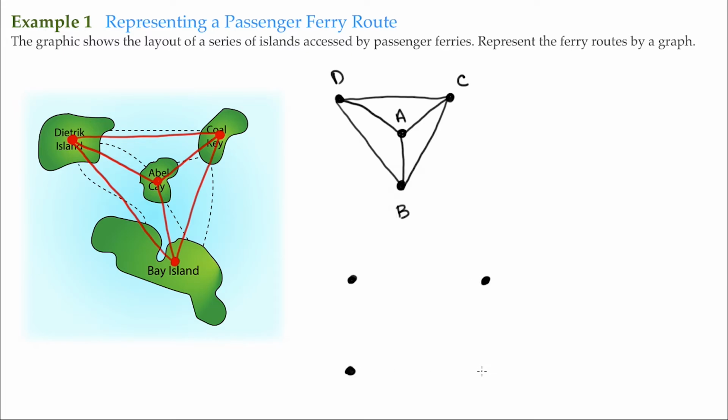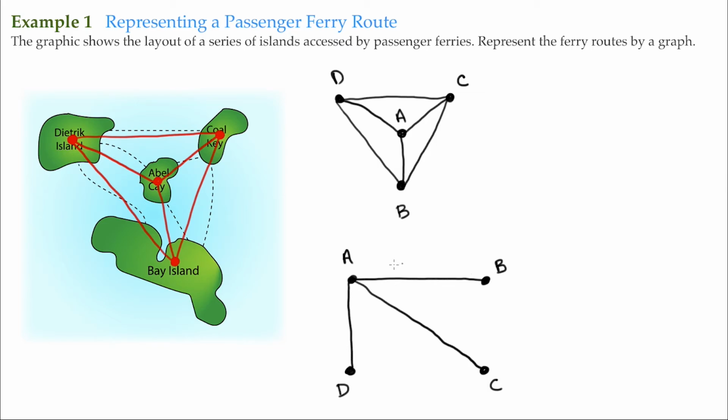And I like to keep my graphs very geometric. I'll put Able Cay here, Bay Island, Coal Key, and Dietrich Island. So if I start with this vertex here, that's Able Cay. We can see Able Cay is connected to Bay Island. So I'll use an edge right there. Here it is here. Able Cay is also connected to Coal Key. It's also connected to Dietrich Island.